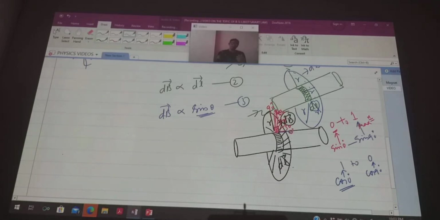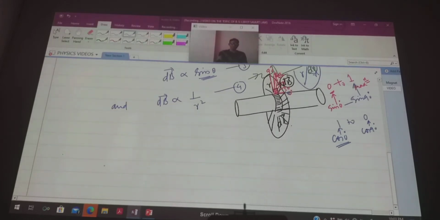So dB is directly proportional to sine theta, and dB is inversely proportional to r square, and this is equation 4. r is the distance between point P and the elementary length dl.